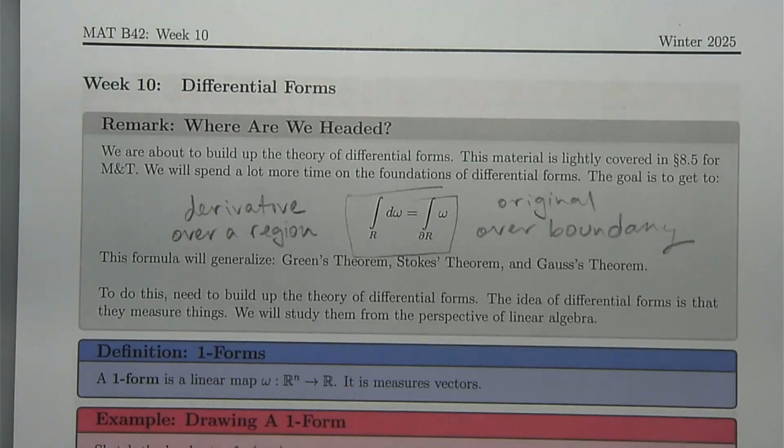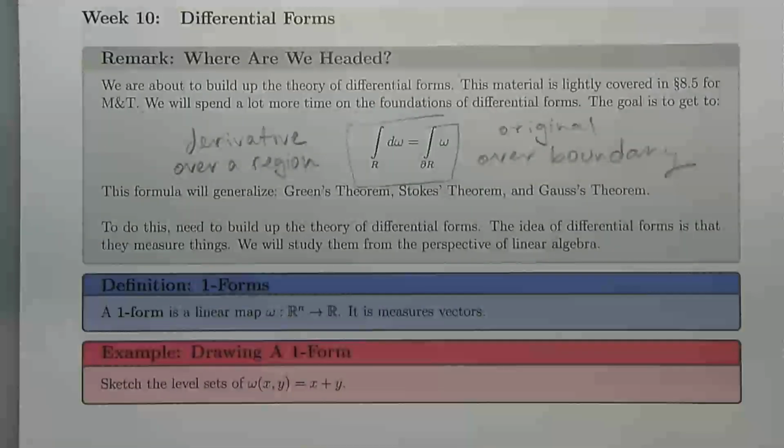So the first thing is a one form. What is a one form? So a one form is a linear map from Rn to R. It's a thing that measures vectors. Okay? So we kind of care about this sort of special family of linear maps. Okay? So these things are hard to picture. With a vector, we just know what it is. It's a little arrow.